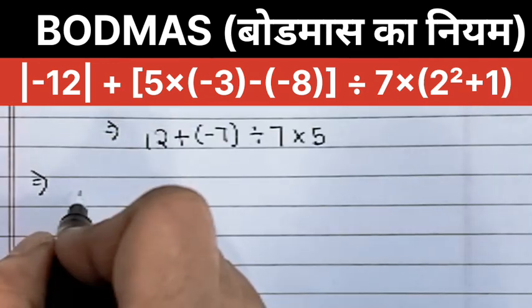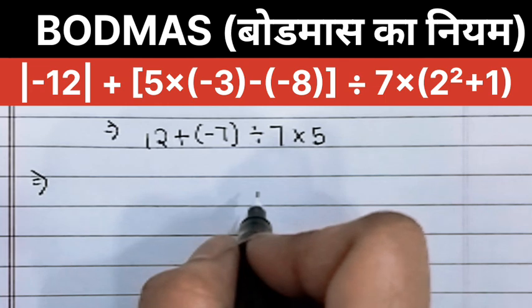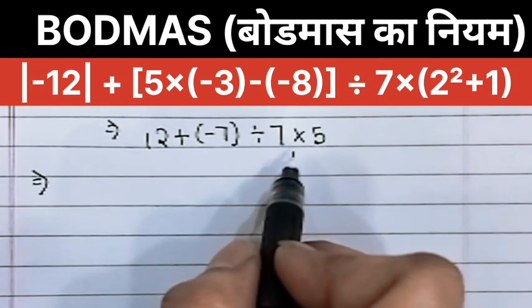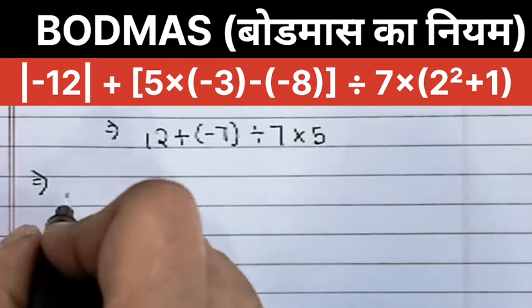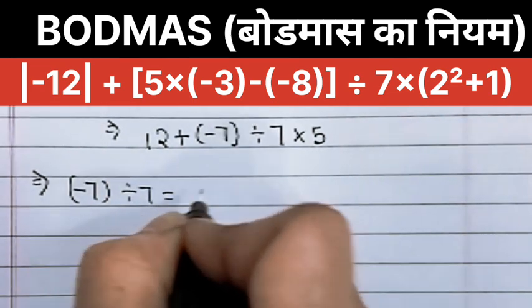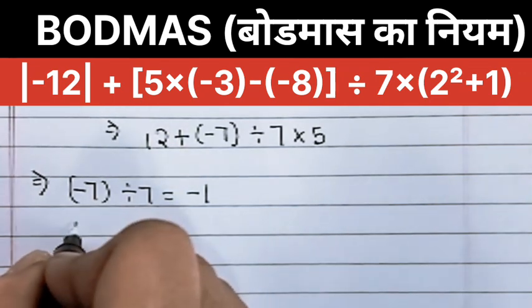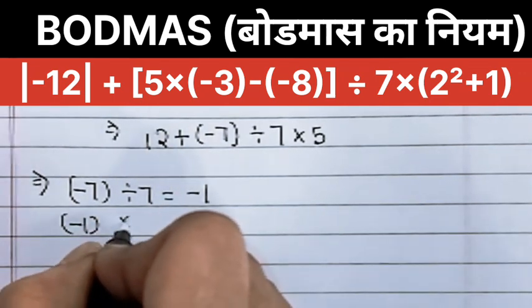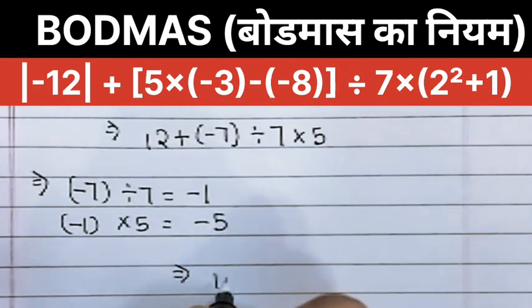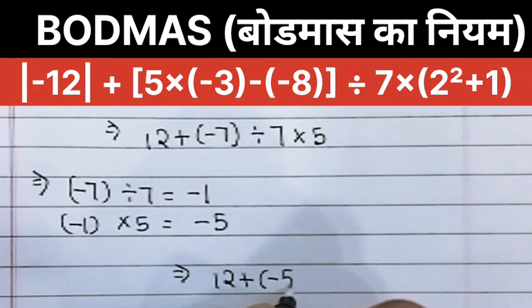Now step 3, division and multiplication left to right. According to BODMAS, division and multiplication have the same priority. So we work from left to right. First we divide the values. Minus 7 divided by 7 equals minus 1. Now we multiply the digits. Minus 1 into 5 equals minus 5. Now the expression becomes 12 plus minus 5.